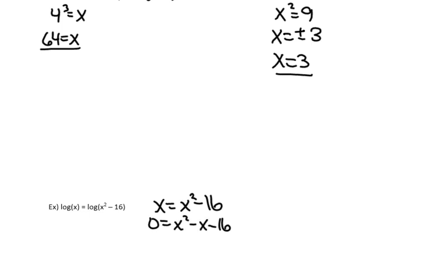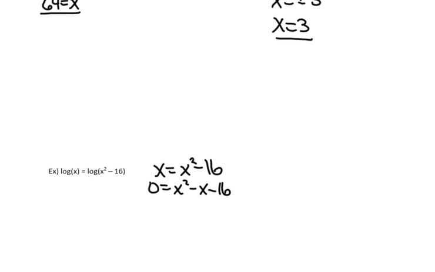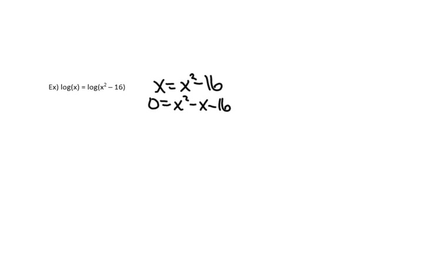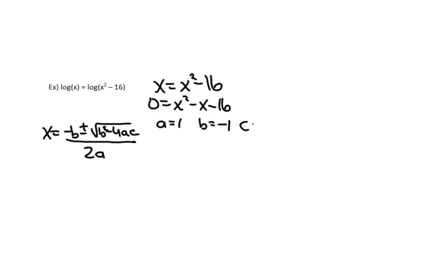Now, in this particular case, this is not factorable. So I have two options. I can either complete the square or use the quadratic formula. In this particular instance, I will use the quadratic formula. Let's refresh our memory on what the quadratic formula looks like. We know a is 1, b is -1, and c is -16. So just plug in.